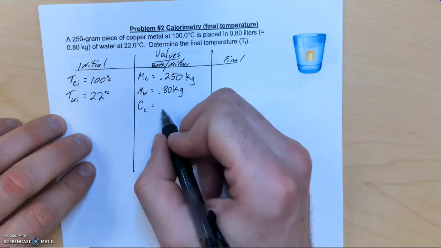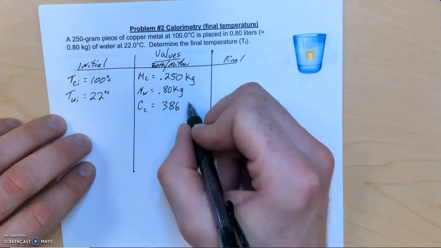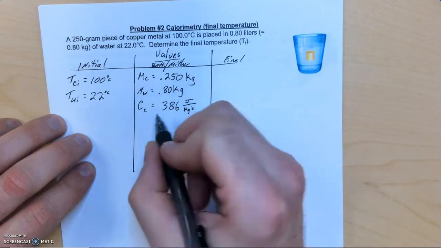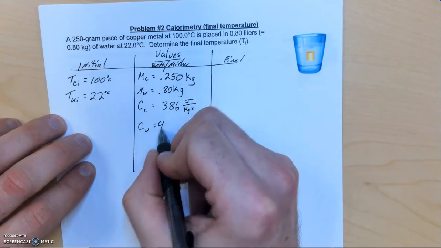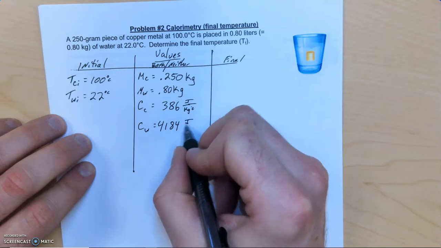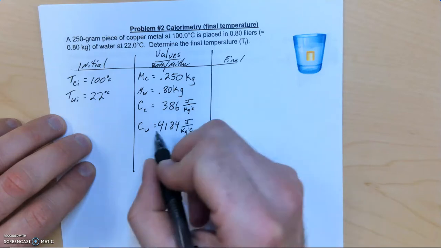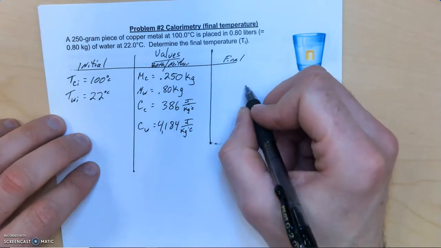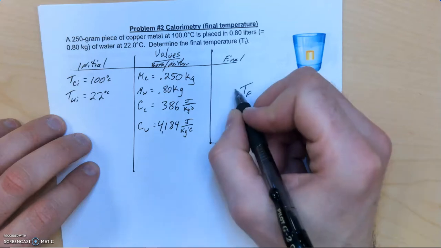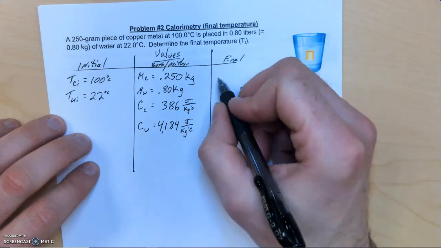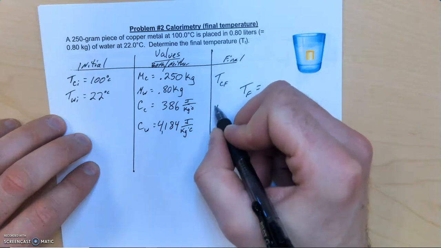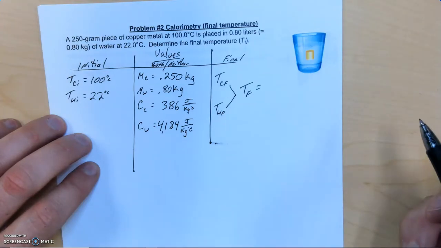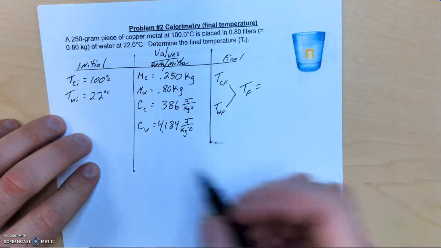And then we have the specific heat of copper is 386, very different from aluminum, and that's joules per kilogram times Celsius. And specific heat of the water is 4184 joules per kilogram Celsius. All right, so we know that. What we need to know is the final temperature. That is going to be equal to the temperature of the copper and the temperature of the water. When you put those together, that's going to be the final, because everything's going to be the same temperature.